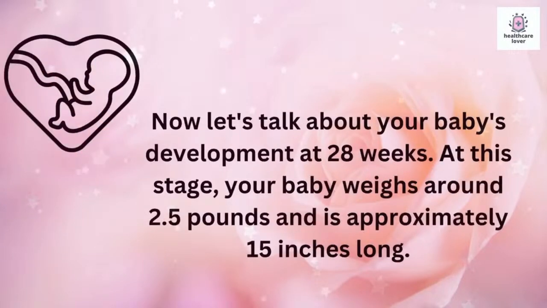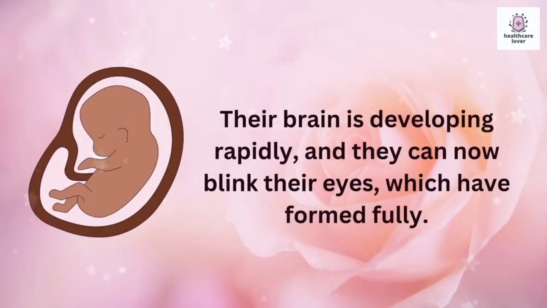Now let's talk about your baby's development at 28 weeks. At this stage, your baby weighs around 2.5 pounds and is approximately 15 inches long. Their brain is developing rapidly, and they can now blink their eyes, which have formed fully.